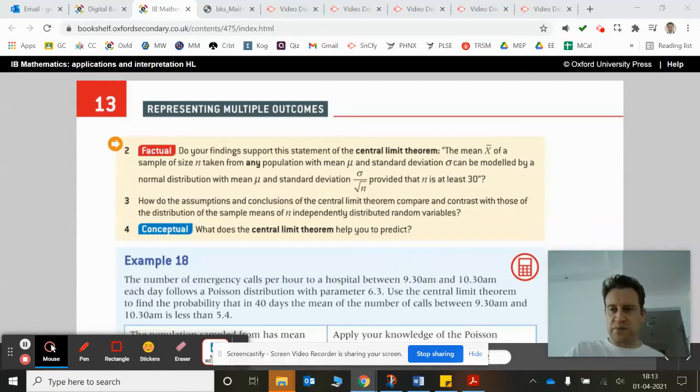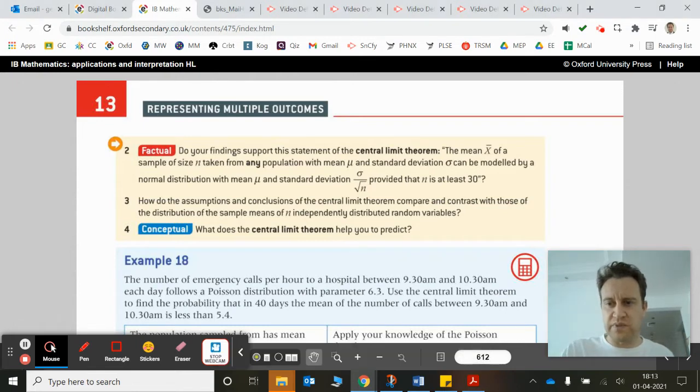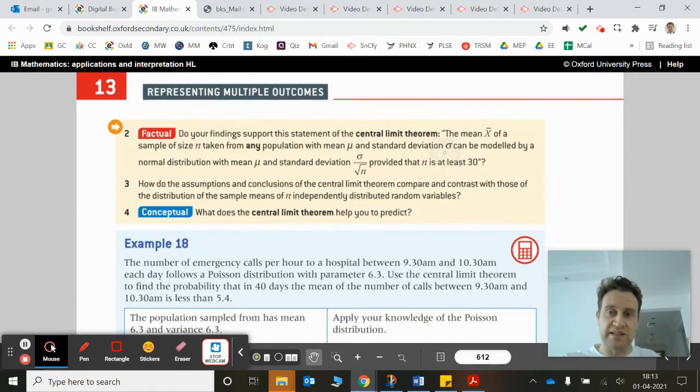Okay, this is the next bit of the 13F, and this is the central limit theorem. This is quite challenging, and I'm going to deal with a little proof at the start. You can skip ahead if you want, but I think it's probably worth doing this little proof. And I'm basically going to try and unpack this thing here.